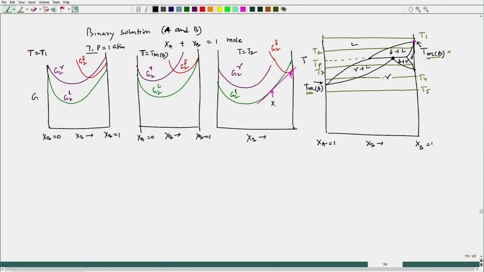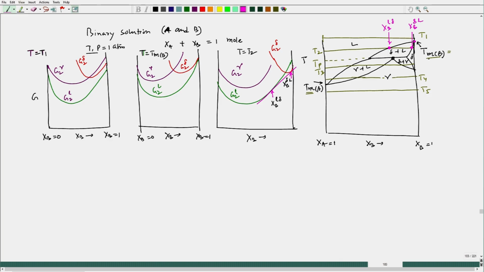So, this is XB of liquid in equilibrium with delta. This is XB of delta in equilibrium with liquid. So, these two compositions are marked here, one at this location, another at this location. So, this is XB liquid delta and this point is XB delta liquid.